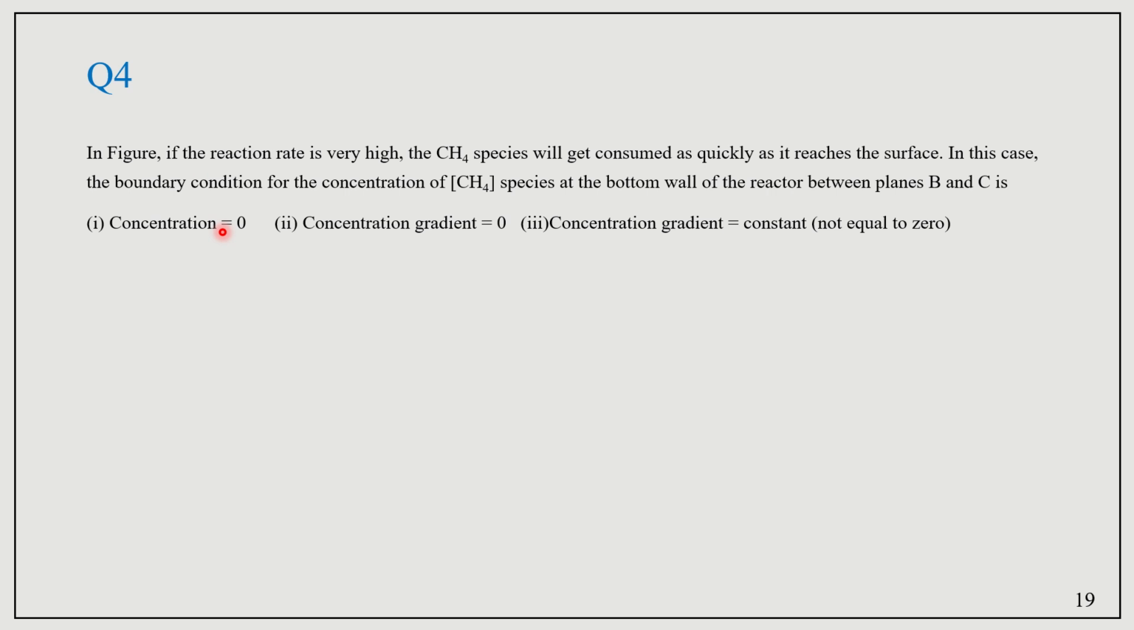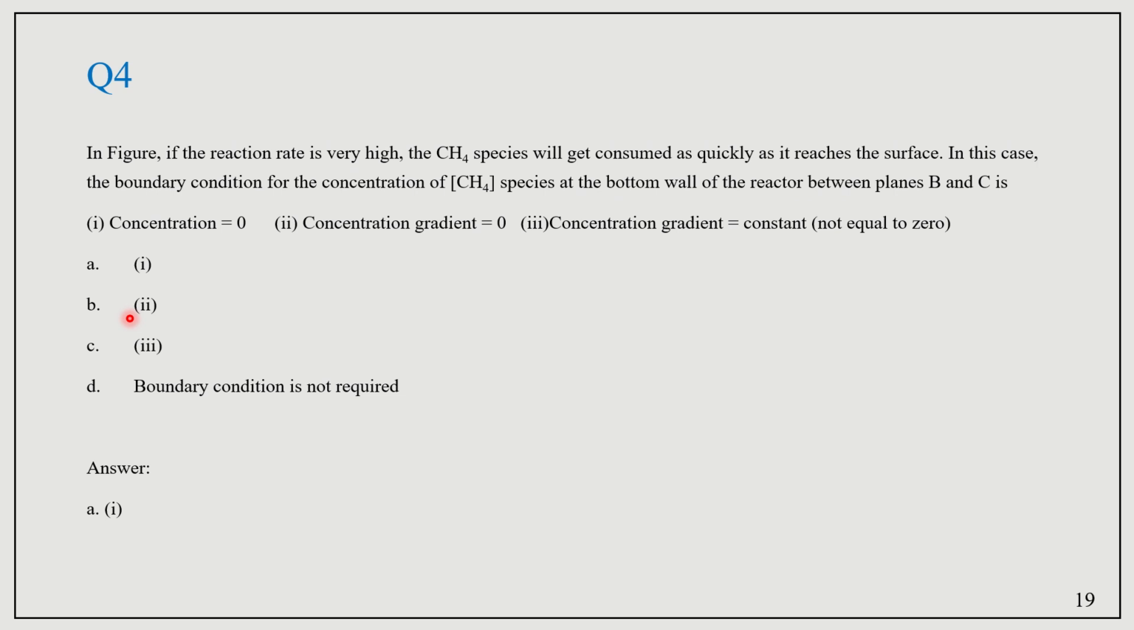Concentration gradient equal to constant means some gradient is constant, or the change is very gradual. In the second one, it means that there is no change. In the third one, it means that the change is very gradual with some factor. So the answer is actually the first one, concentration is equal to 0. So option A is 1, option B is 2, option C is 3, option D is boundary condition is not required. So the answer is option A, 1.